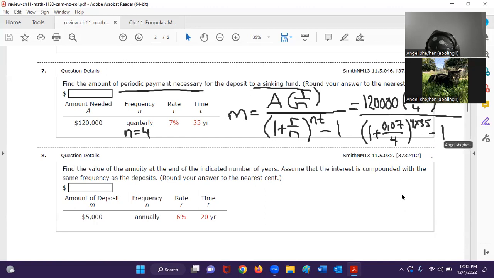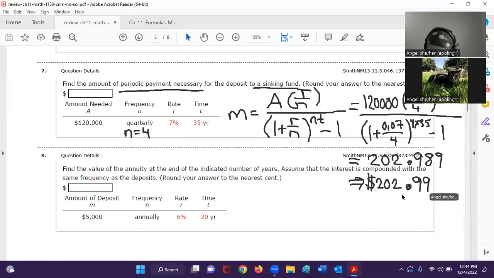When we stick this into the calculator, we get 202.989. Therefore, the periodic payment that we need to, well, it's not monthly this time, it's quarterly. So the quarterly payment we need to deposit is $202.99.